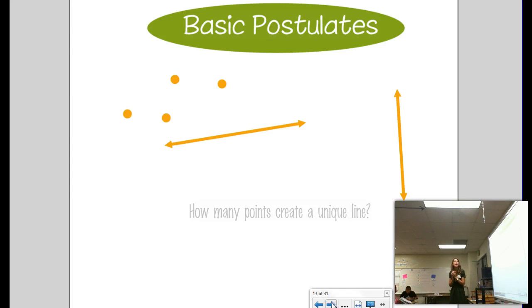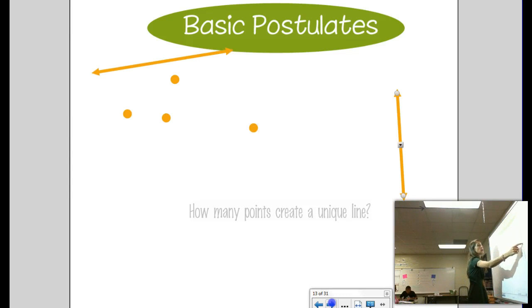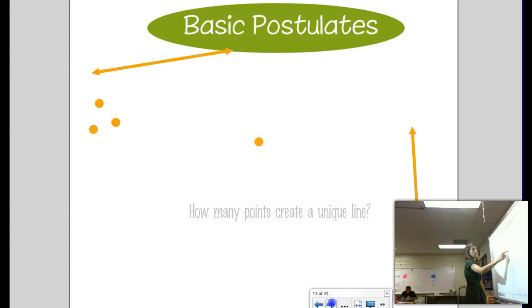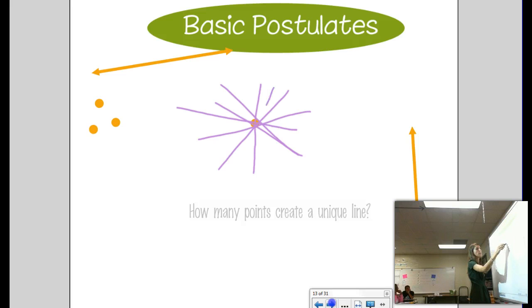All right. How many points create a unique line? So what I'm going to do is I'm going to move these around. I'm just going to grab 1 point. We are only going to focus on this guy right here. Okay? How many lines could I draw through that point? How many lines? 2? Infinite? How many lines could I draw through that point? How many? 1, oh sorry, 2, 3, pretend, 4, 5, 6. What number would I stop at? When would it get too crowded?